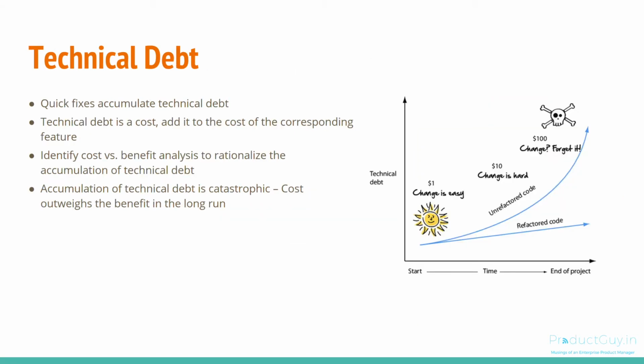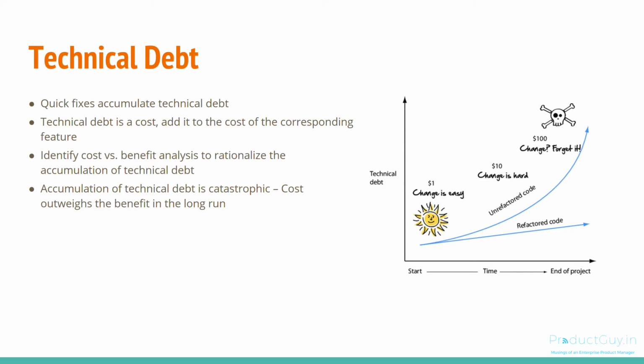Accruing technical debt is a common practice in software development. Engineers often engage in implementing quick fixes to deliver immediate customer value. Such quick fixes, though beneficial in the short run, will slowly accumulate technical debt and eventually make things worse. While prioritizing features, always consider technical debt as a cost while performing cost versus benefit analysis to rationalize the accumulation of technical debt.